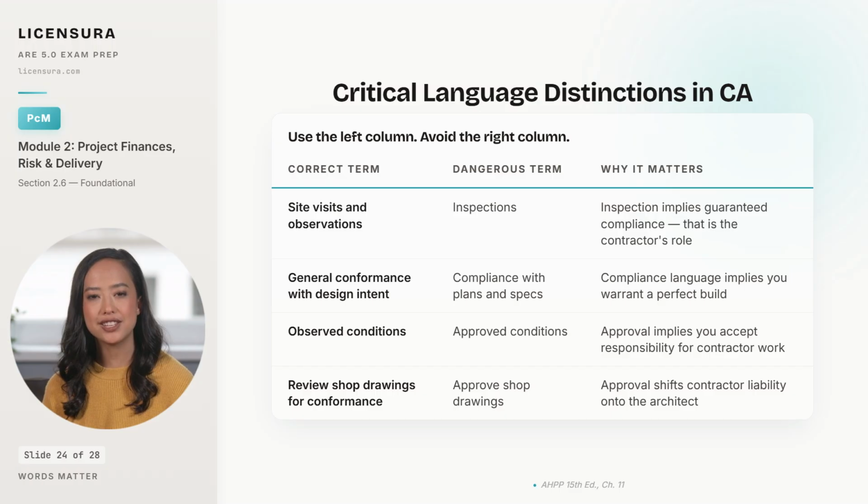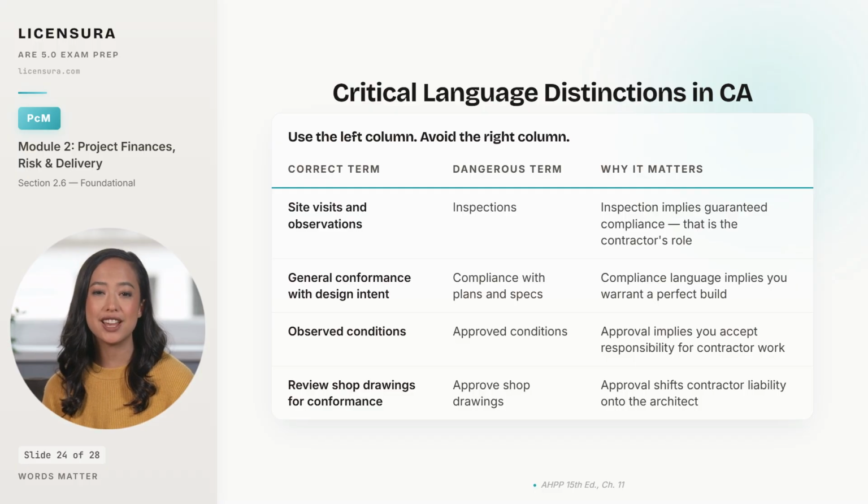And on shop drawings, you review them for conformance with design intent. You do not approve them. Approval shifts the contractor's liability for means, methods, and dimensional accuracy onto your stamp. These distinctions are not lawyer speak. They are the actual contractual posture AIA A201 establishes for the architect. And using the wrong word in a routine email can become the document that loses a claim 3 years later.